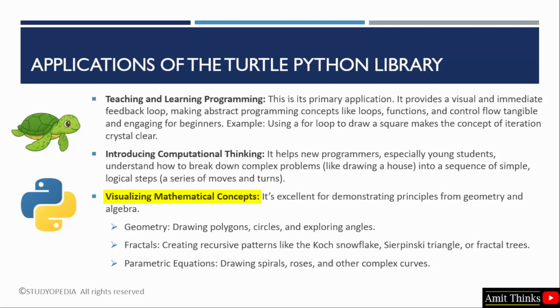Next is visualizing mathematical concepts. Beyond programming, Turtle graphics serve as a powerful medium for exploring mathematical principles, that is geometry, fractals and parametric equations. Under geometry, you can draw polygons, circles and experiment with angles. Under fractals, create recursive patterns such as fractal trees. Under parametric equations, you can illustrate curves like spirals, rose patterns and other intricate designs.